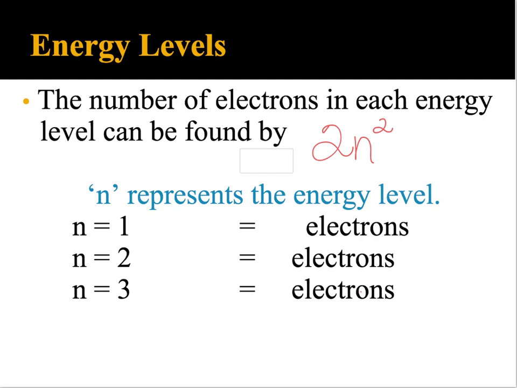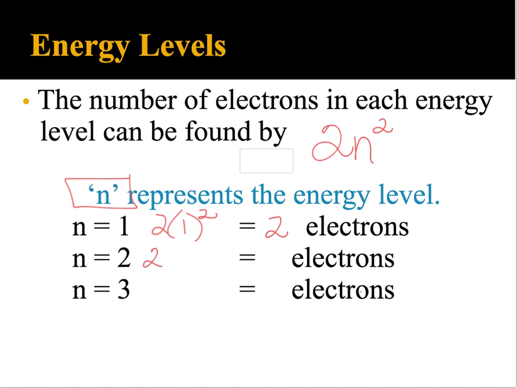N represents which energy level you are in. So if you plug in a number for n and solve the equation, you can find out the number of electrons for each level. So for example, when n is equal to 1, we would do 1 squared. If you remember PEMDAS, we're always going to do our exponent before we multiply. So 1 squared is 1 times 2, and that gets us 2 electrons.